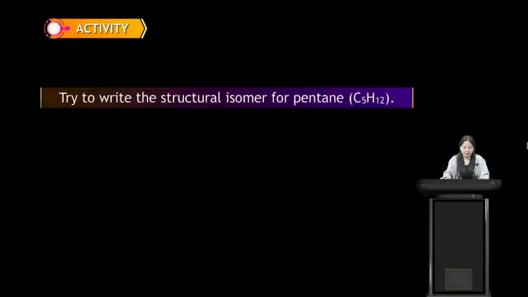Activity. Try to write the structural isomers for pentane. So this will be your homework. Pentane. Using this pentane, C5H12, try to write the structural isomers for pentane. This will be your homework.